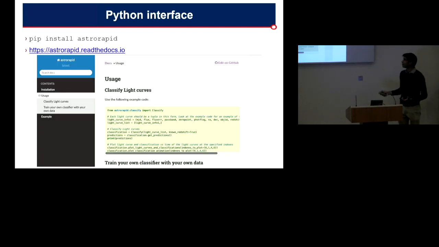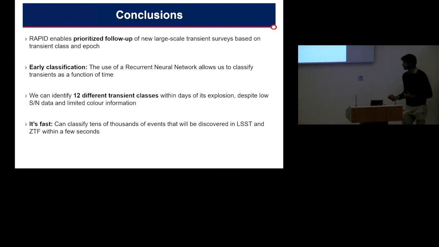So just finally, we've made this an open source package, it's available, you can pip install it. But ultimately, Rapid allows us to do prioritized follow-up and allows us to do classification as a function of time because of our recurrent neural network. And this is really, really important to do early classification, to understand these things early. We can do it over 12 different classes, and it's very, very fast. We can classify tens or even hundreds of thousands of objects within just a few seconds, which is very important when LSST turns on as well. Thank you.